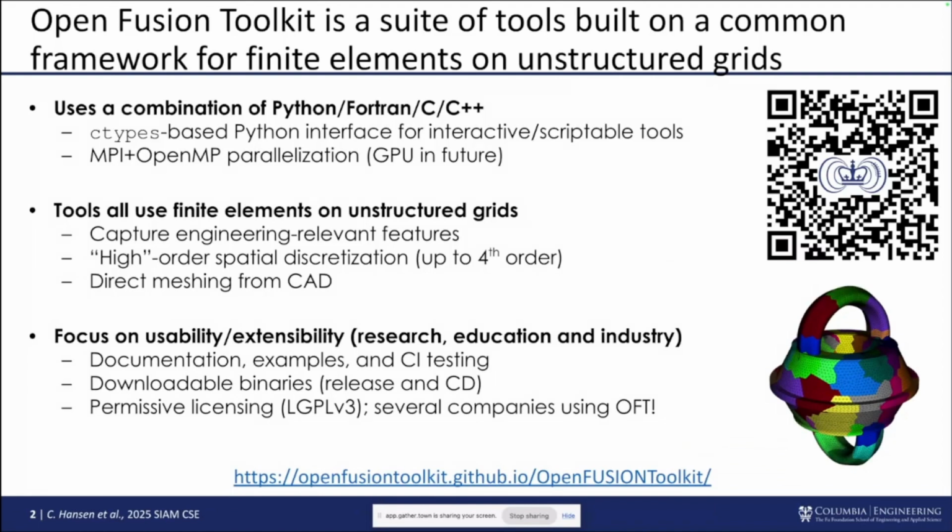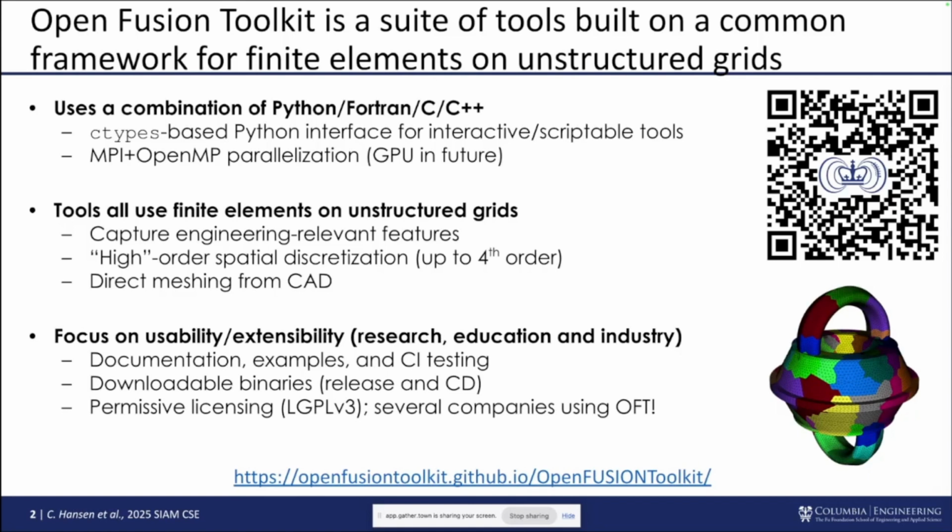This code is written in a combination of Python, Fortran, C, and C++. We use ctypes-based Python interfaces for our interactive and scriptable tools. Then we have a hybrid MPI and OpenMP parallelization, with GPUs being looked into for the future. As you'll see, we have tools that span from lightweight interactive tools to large HPC tools. Trying to have a framework that can span these areas takes some effort.